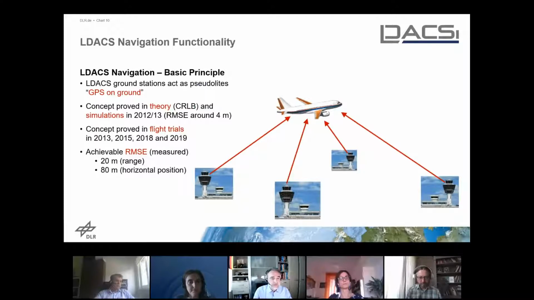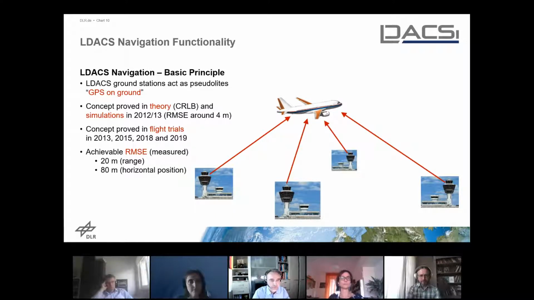But how does this navigation functionality work in principle? Actually, the basic principle is quite simple, because LDACS ground stations transmit all the time. And with that, if you have a source transmitting all the time, you are able to synchronize to the signal, and with that you can do pseudo-ranging to the ground stations. And with that you have just the same situation as you have for GNSS. The only thing is our satellites are the ground stations on the ground, and they act as pseudolites.